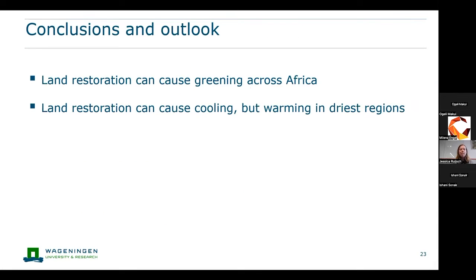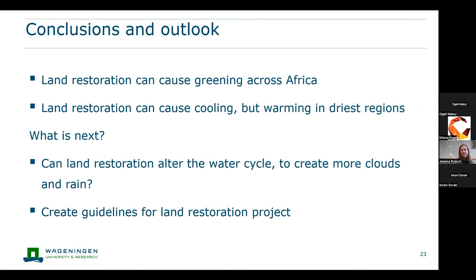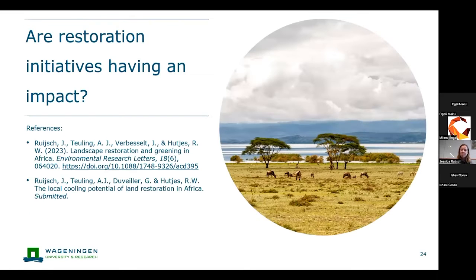So what we saw is that land restoration can cause greening across Africa, and it can also cause cooling, but probably it will cause warming in the driest regions. I think the next step for me is to study how land restoration can alter the water cycle. Can it create more rain, more cloud cover? And then the final step is to combine all these things that I found in some guidelines for land restoration projects. So thank you.